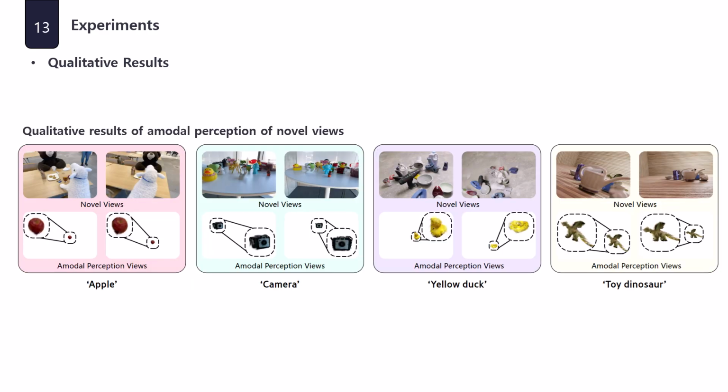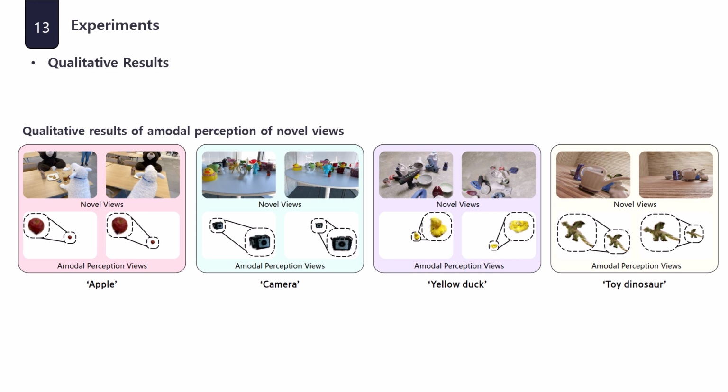Furthermore, ReasonGrounder demonstrates strong amodal perception capabilities in novel views. This means that even if the target object is partially or even completely occluded in a view that wasn't part of the training set, the model can still successfully localize it.